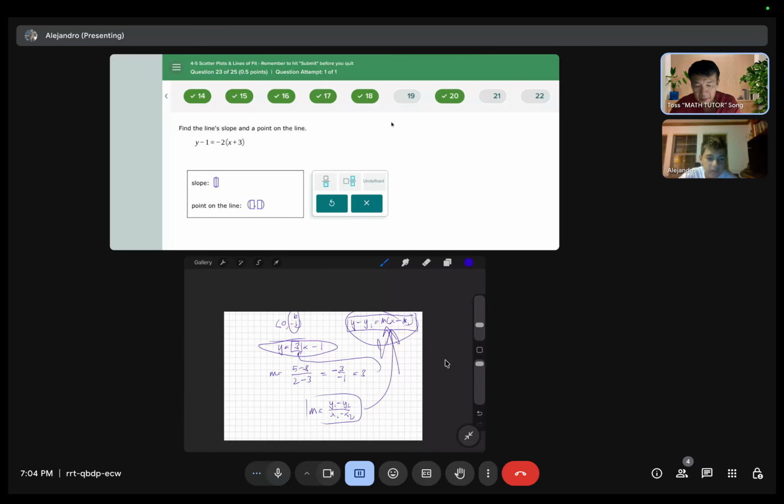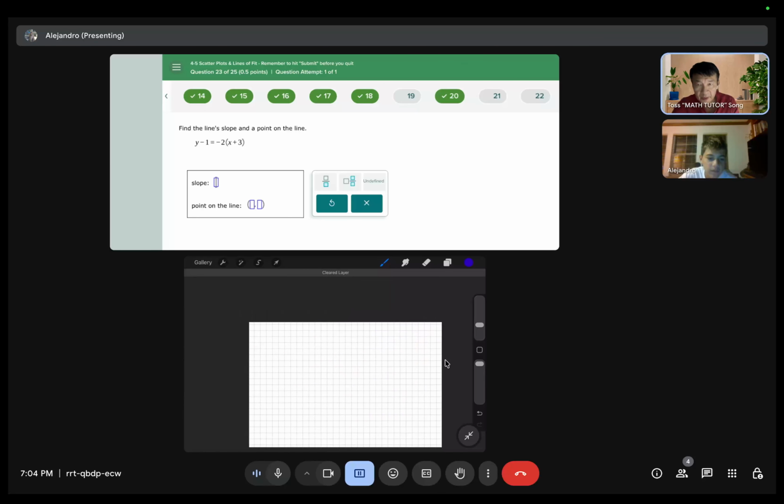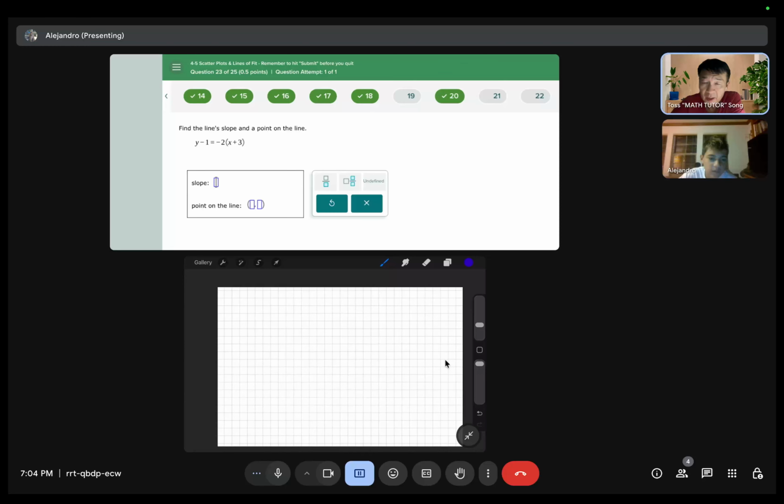Okay, slope. Well, there's nothing to this one. You just have to look. This one is easy. They made it so that it's ready for you to use. Remember, you don't have to solve it. You don't have to actually distribute or anything.